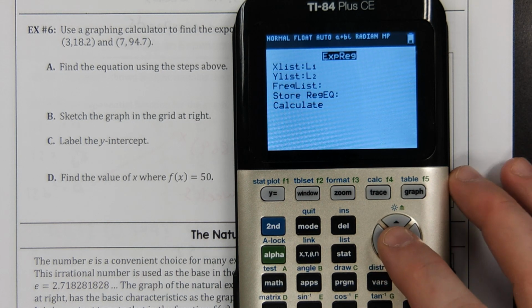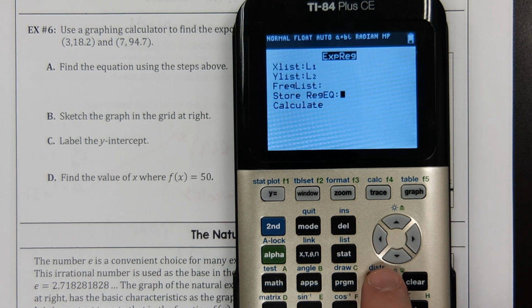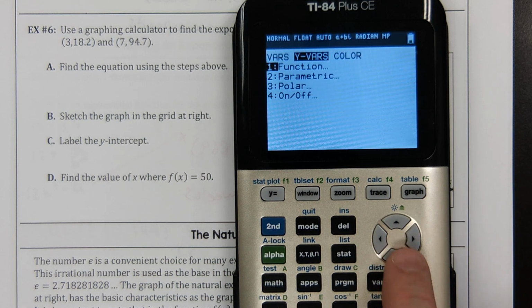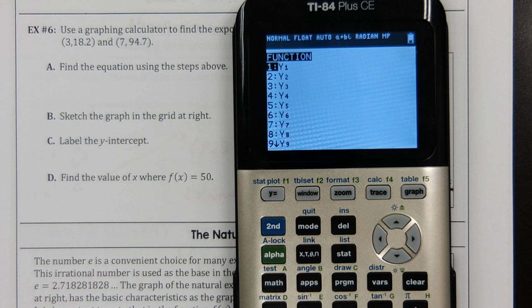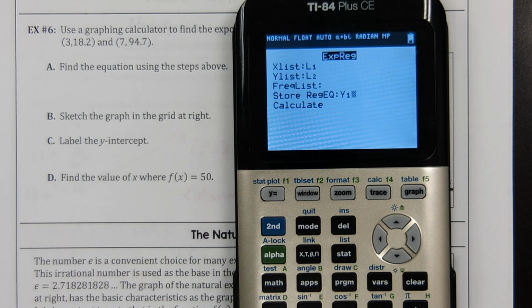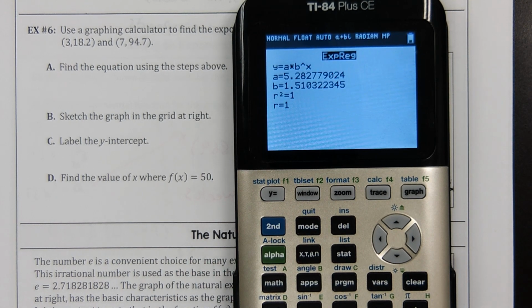Come down to store regression equation. Vars, Y vars, enter for function, enter for Y1. And it will now copy paste whatever function it's going to get you into your Y equals menu. Cool beans? Awesome. Go to calculate and hit enter. There it is.